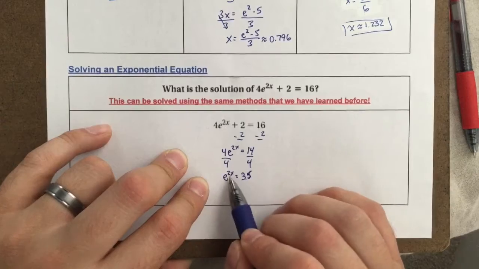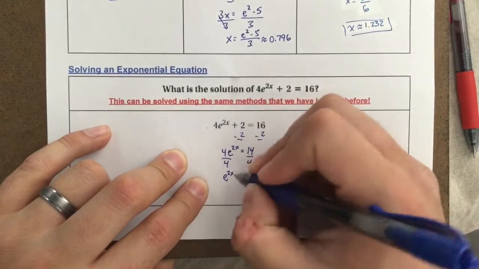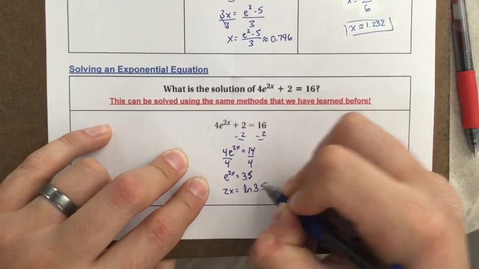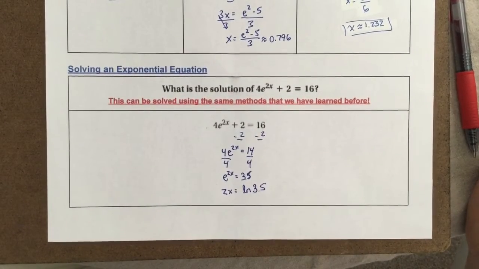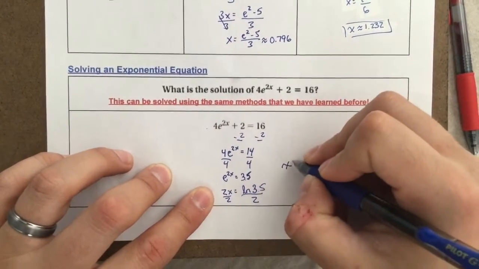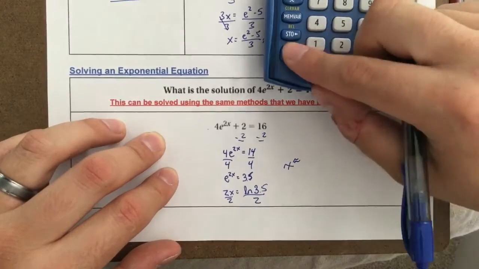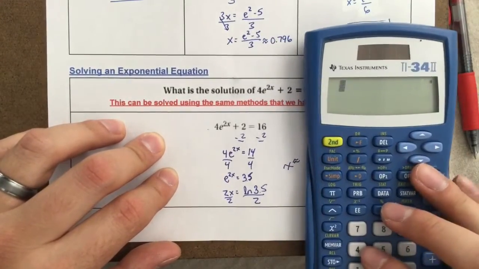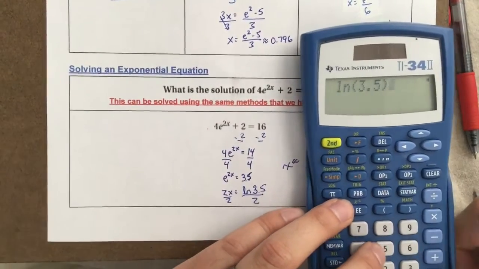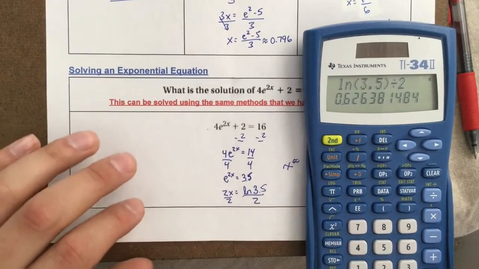And now that this is in exponential form, I can take the natural log of both sides. So I can rewrite this as 2x equals the natural log of 3.5. I'm going to now divide this by 2. So x is about, let's use the calculator now. The natural log of 3.5 divided by 2 is 0.626.